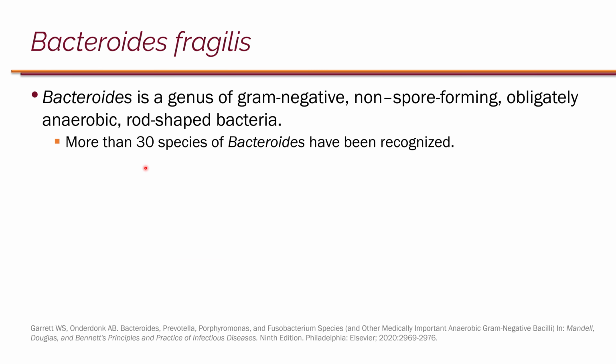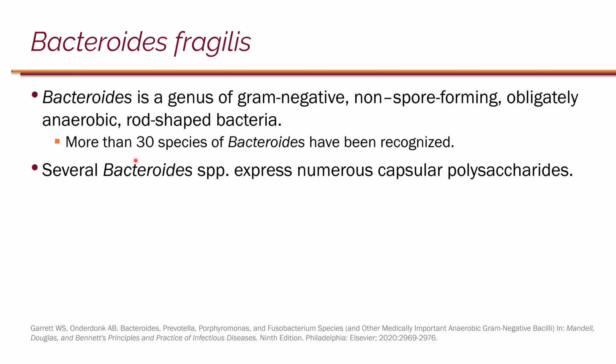Essentially, Bacteroides is a genus of gram-negative, non-spore-forming, obligately anaerobic rod-shaped bacteria. I say non-spore-forming to contrast this from Clostridia species that are spore-forming, but those are gram-positive anaerobes. So Bacteroides are gram-negative anaerobes, and there are more than 30 species of Bacteroides that have been recognized, and several Bacteroides species express numerous capsular polysaccharides.